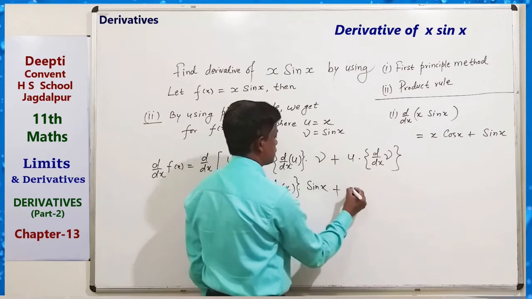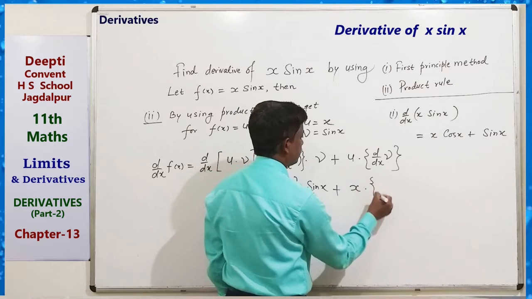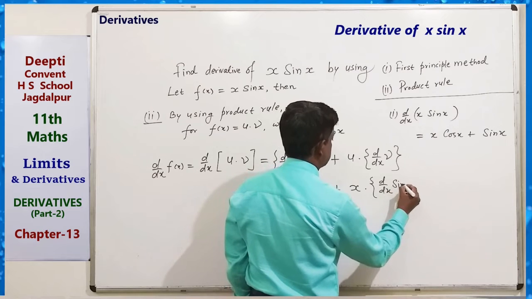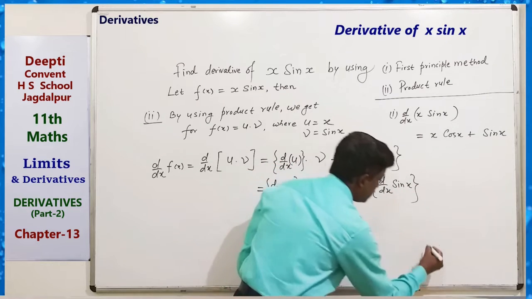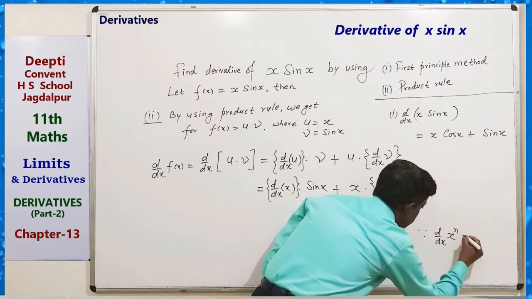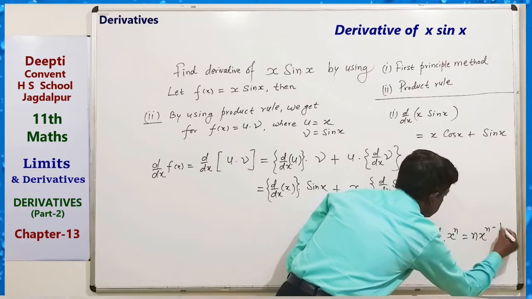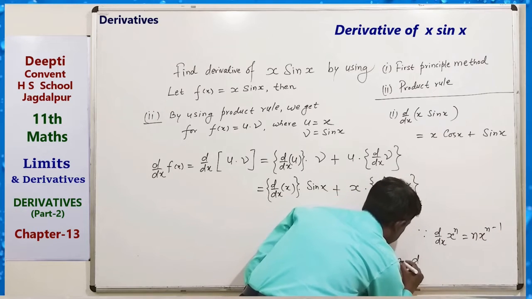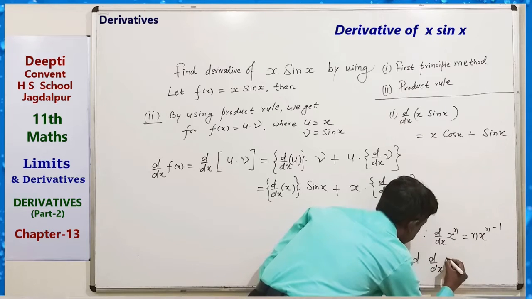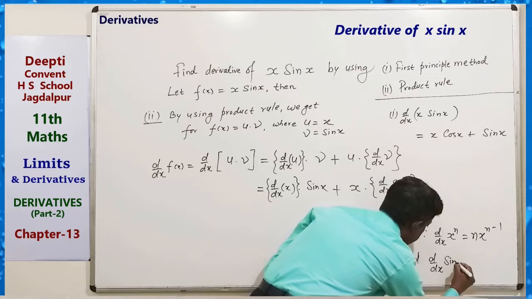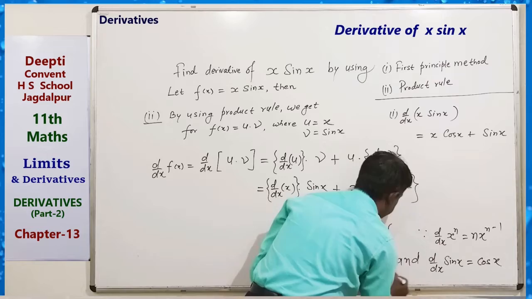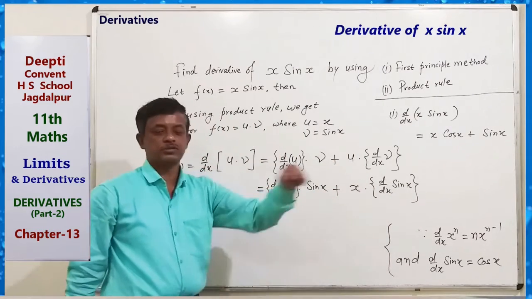Plus u means x, d/dx of sin x. Since d/dx of x to the power n equals n x to the power n minus 1, and d/dx of sin x equals cos x. We know that.